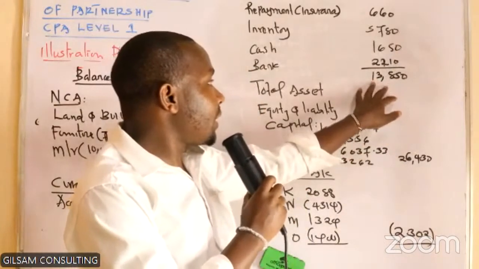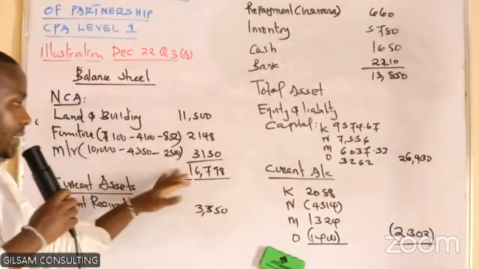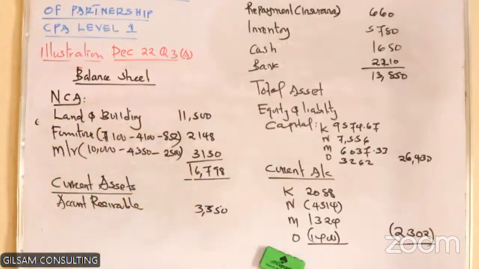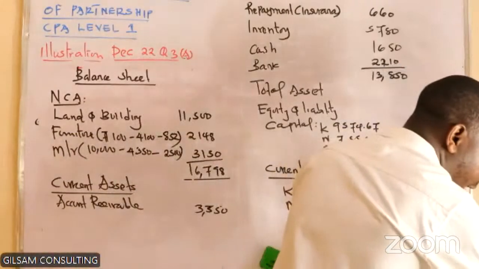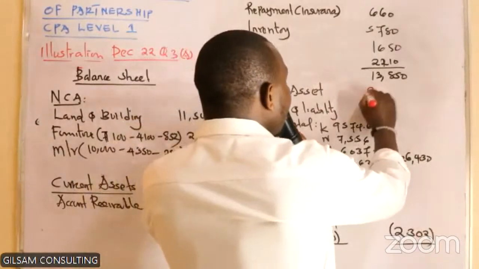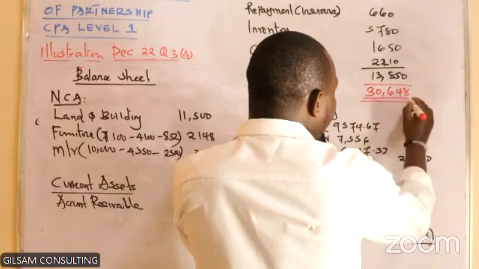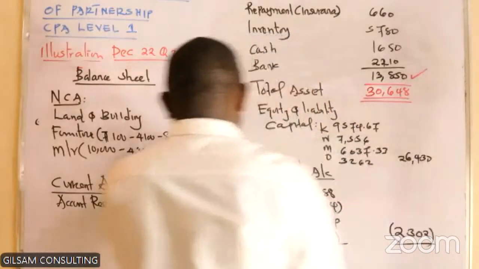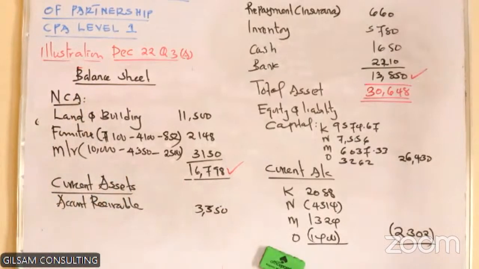You get this one as the total current assets, which if you add this plus that one, you will be able to get the total assets of 36,6488 as per the calculator. This plus this, that is the current assets plus non-current assets.